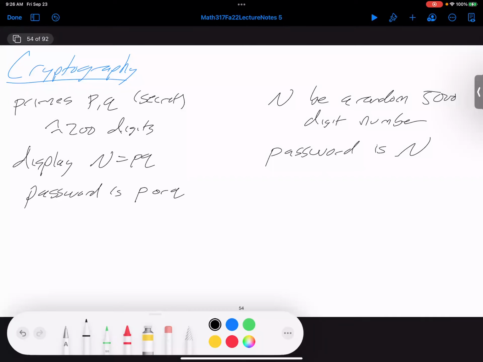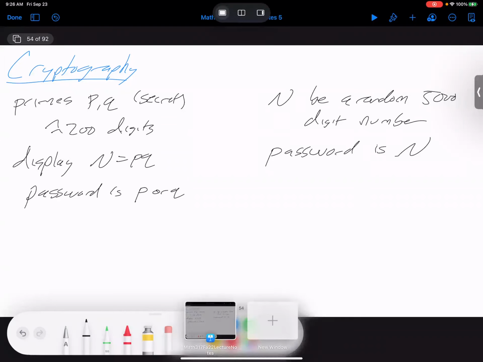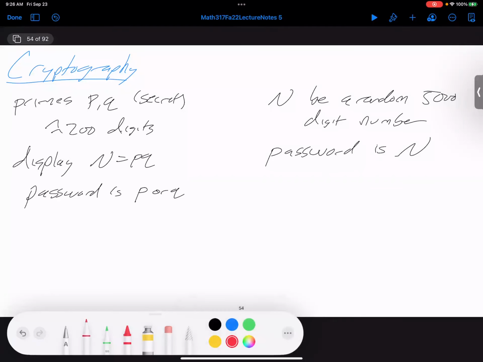How does the computer know if you gave it the right password in the first case? Divide. So it divides. So the computer divides to check.